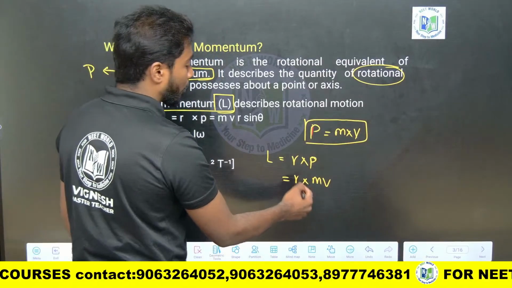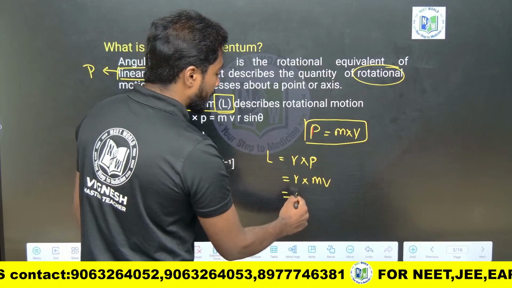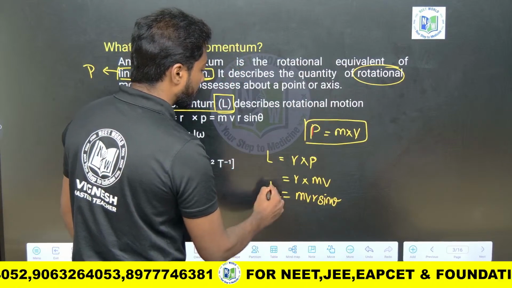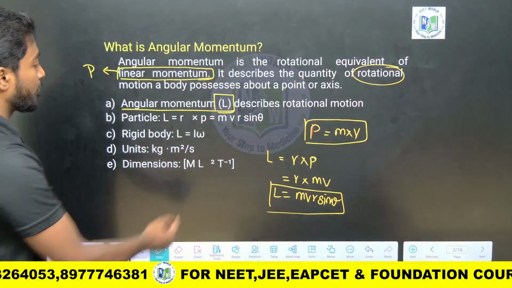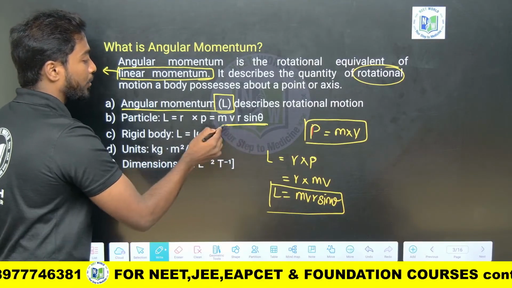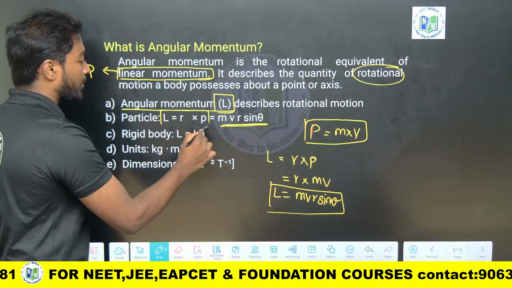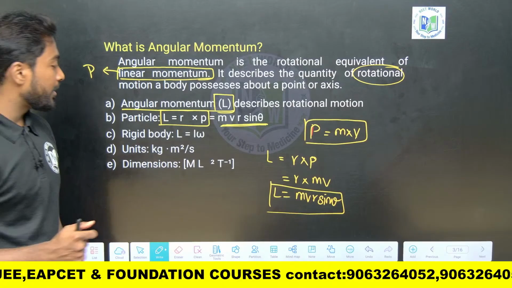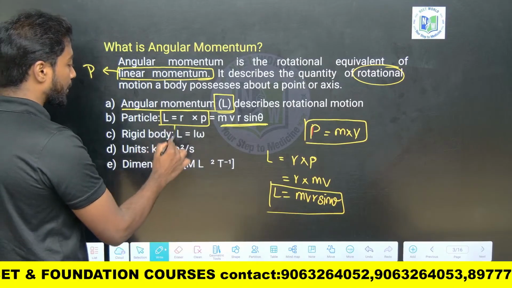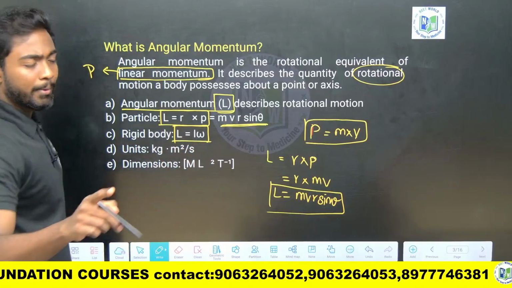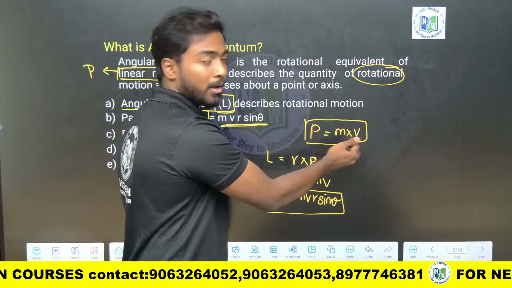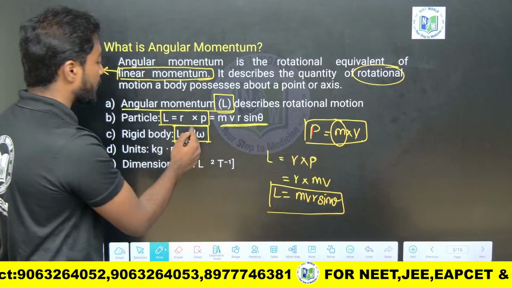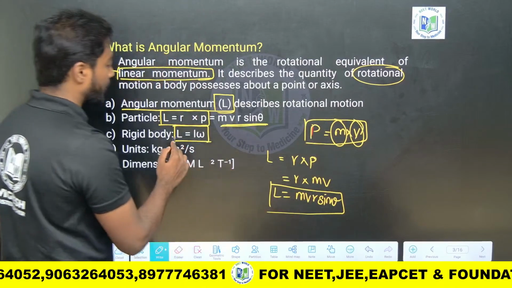If I want to remove the cross symbol, that is mvr sin theta. This is the formula, guys, mvr sin theta for angular momentum, or else L is equal to r cross p, where p is linear momentum. For a rigid body, L is equal to I omega. We know p is equal to mv, mass into velocity. Instead of mass, I take moment of inertia, and instead of velocity, angular velocity.